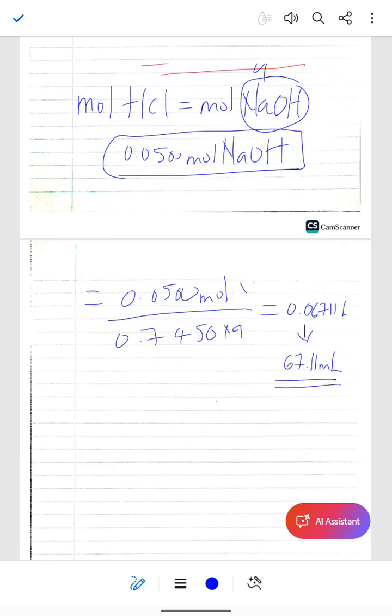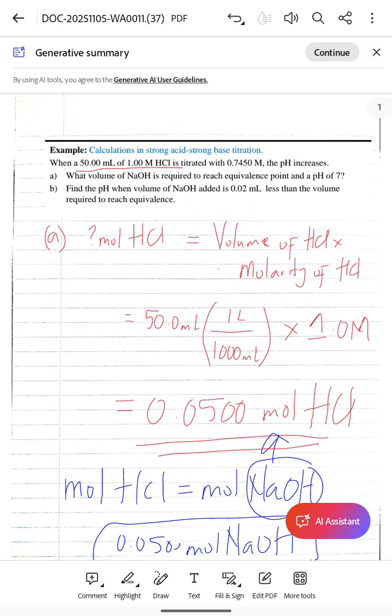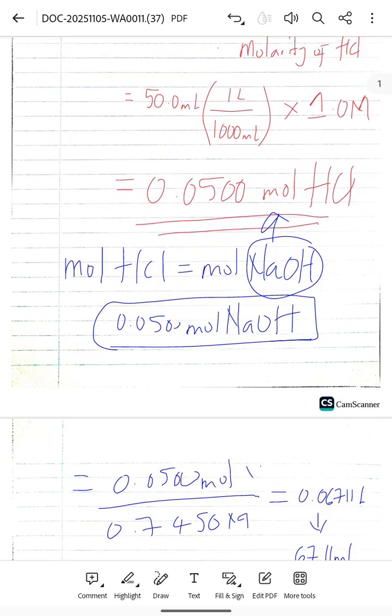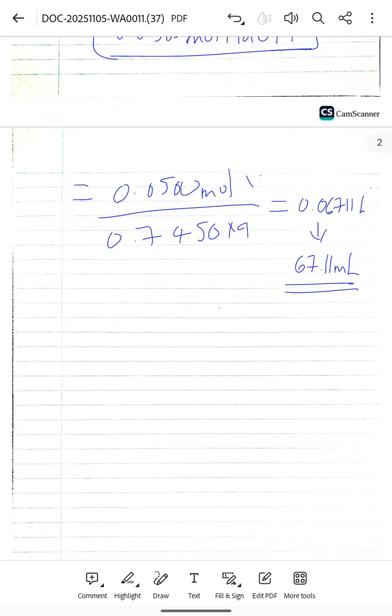So I think this was basically simple. If you look at it, what volume of sodium hydroxide is required to reach the equivalence point and a pH of 7? For the pH of 7, I didn't really see the need to tell us about the pH, because I can calculate the moles of sodium hydroxide required to reach the equivalence point without even using the pH. So this is very, very simple.